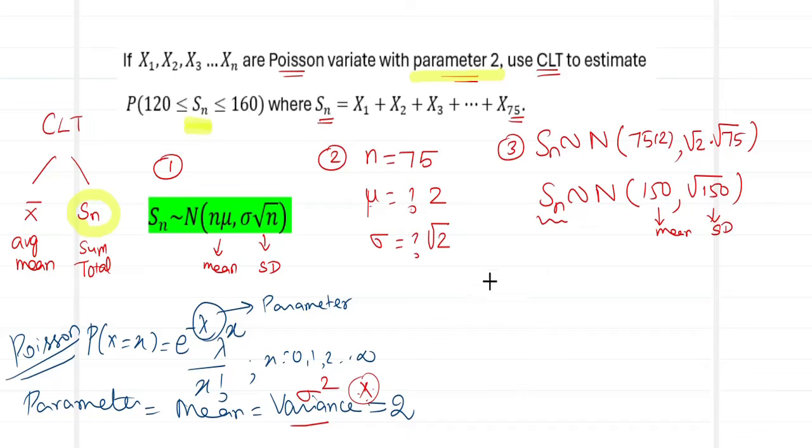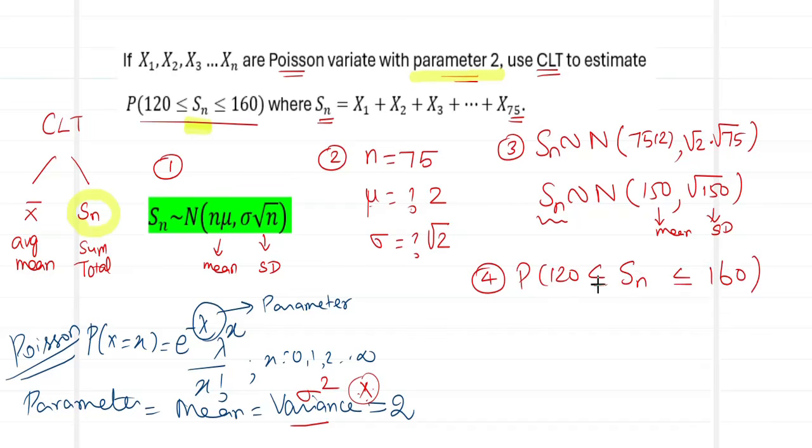Now step 4. What is my step 4? I'll have to fix the problem. What is the problem given to us? The problem requires us to estimate the probability of 120 less than or equal to Sn less than or equal to 160.